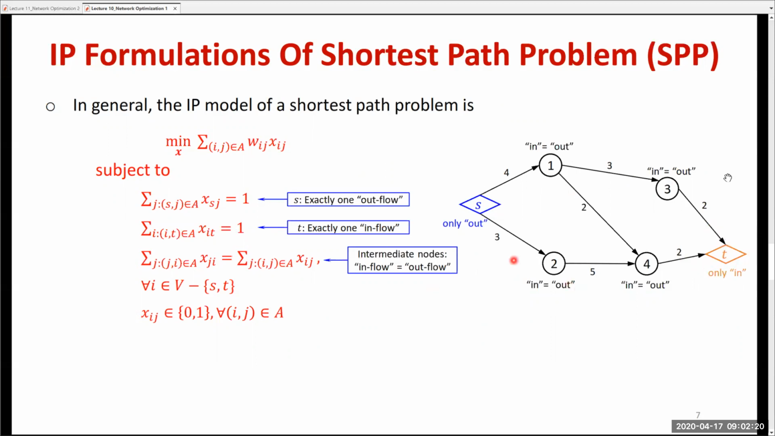And for all other nodes, which are intermediate nodes, we must have inflow equal to outflow. If it is in the shortest path, then the inflow equals the outflow equals 1. If it is not in the shortest path, then the inflow equals the outflow equals 0. And finally, of course, all x_ij are binary variables for any ij in the arc set A, again the arc set, okay?